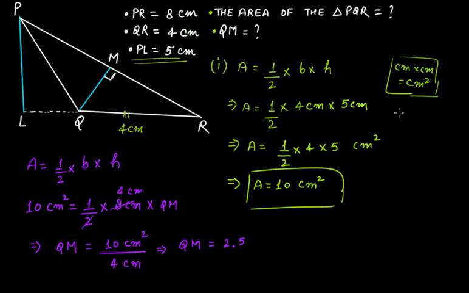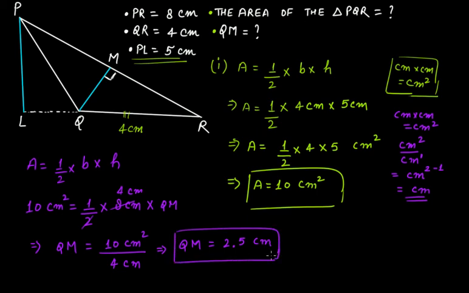Now QM is actually, if you divide 10 by 4, what do you get? 2.5, right? And when you multiply centimeter with centimeter, this becomes centimeter square. And here we have centimeter square divided by centimeter. Then this becomes what? Centimeter. And how do we do this? This is the power 2, and this is the power of 1, so 2 minus 1. This comes as centimeter. So keep this in mind, you have to solve the units also. So QM is equal to 2.5 centimeter. In mensuration, always keep the importance of the units.